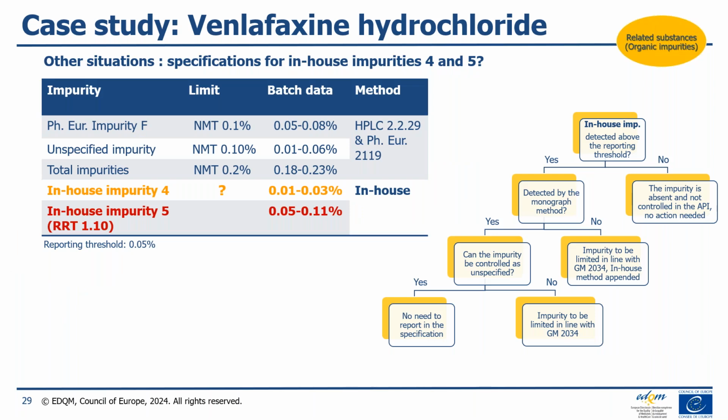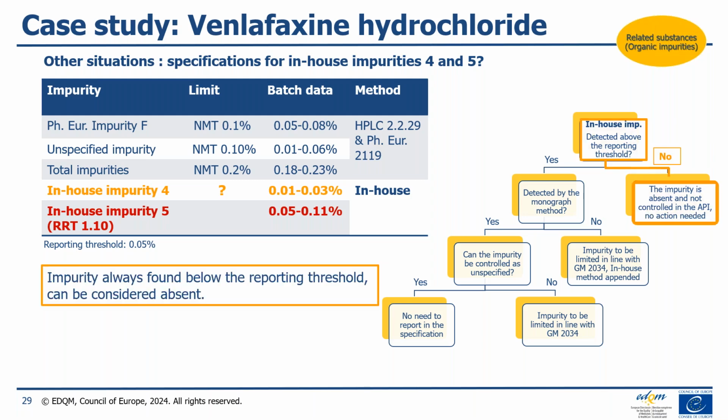Next slide, please. So in another case study, where you are using this time an in-house developed analytical method that has been suitably validated, what is happening for the 2 impurities that we have found in the API? In-house impurity 4 is found between 0.01 and 0.03%. So this one is always found below the reporting threshold, so it can be considered absent. So no need to report it in the specification.